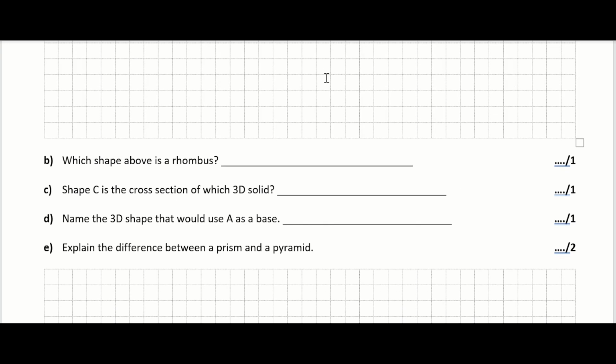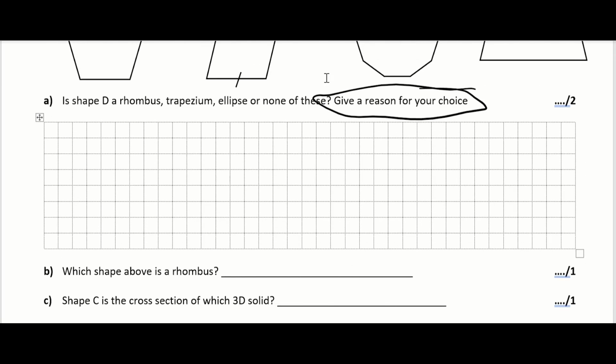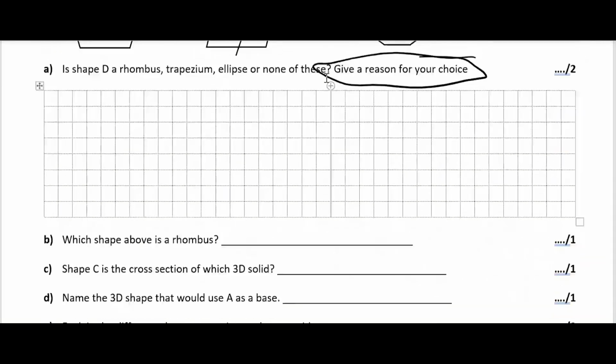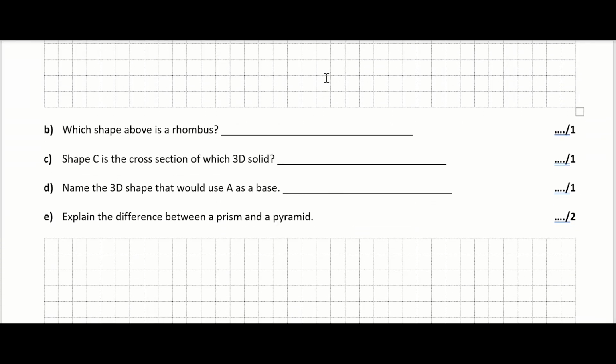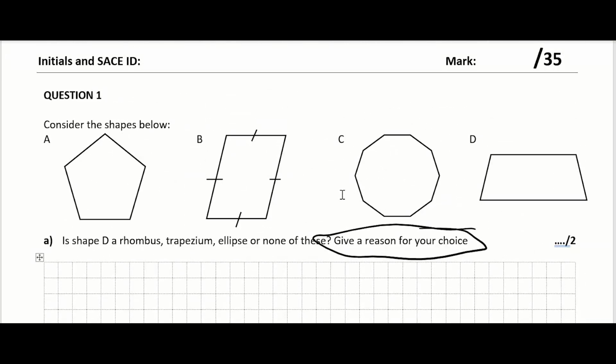All right, shape B, that's where it differs a little bit. You're able to just write here which shape above is a rhombus, and you just say shape A, B, C, or D. Okay, shape C is a cross section of which 3D solid. Now, it's important to remember that when we look at cross sections, that is to do with prisms. If it's asking for a cross section, it is to do with a prism. So we identify what sort of shape C is. So it is a decagon.